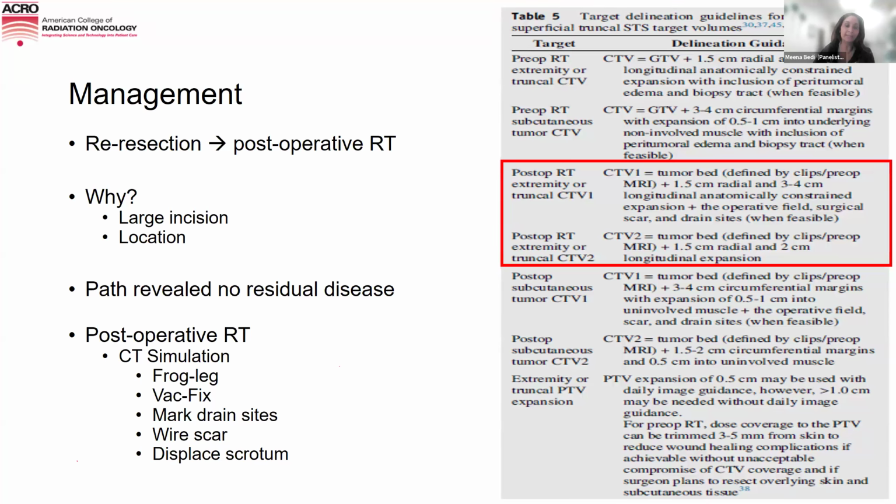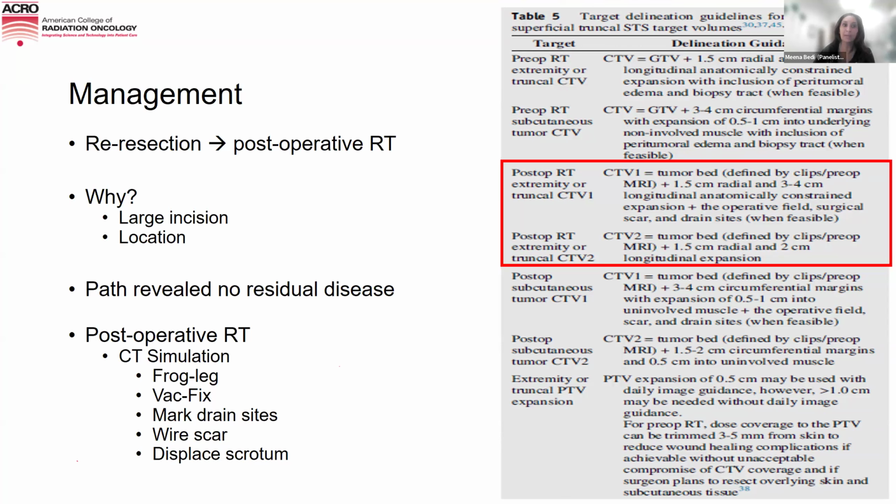But again, guide and not really finalize my treatment, because I had to take into consideration, did this person have contamination or whatever? As Dr. Blitzer had mentioned, CT simulation is very important because the positioning is key. So in this setting, I put the patient in a frog-leg position in back fix. I marked the drain sites. I wired a scar. I displaced his scrotum to the contralateral side as much as I could.